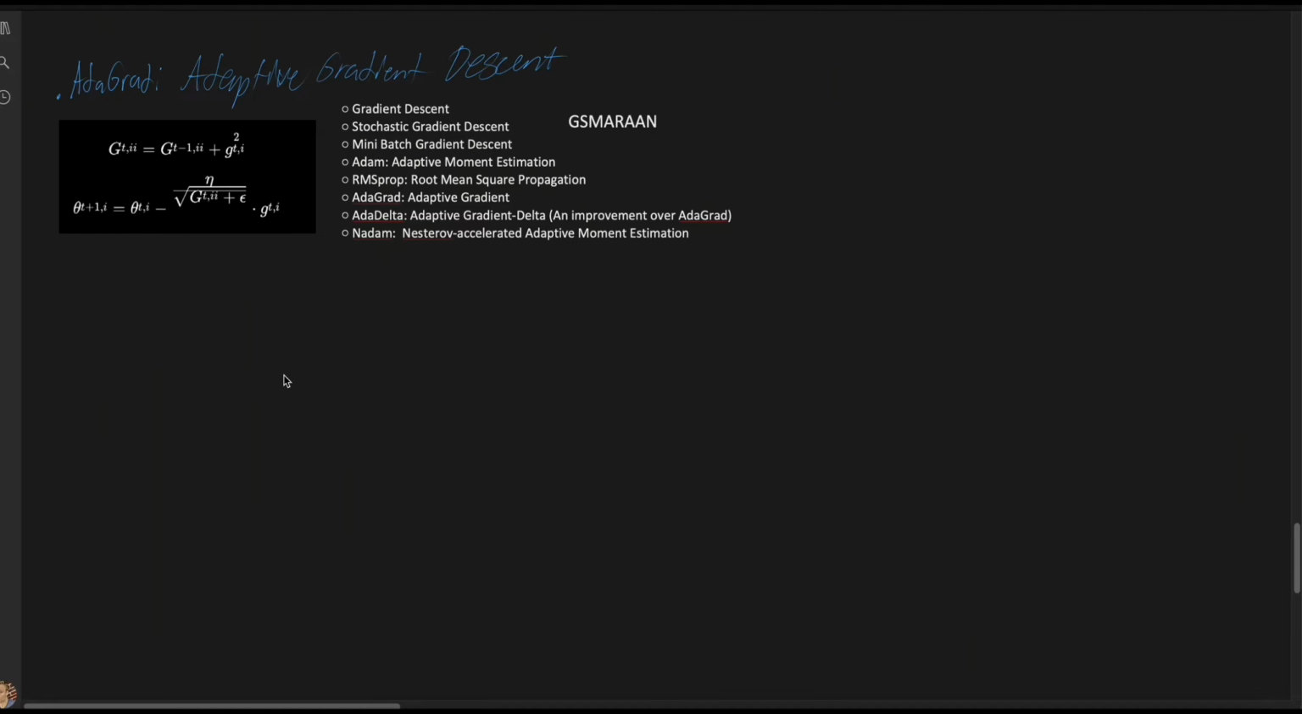Now to go over adaptive gradient descent, or the adaptive gradient algorithm, AdaGrad is an algorithm for gradient-based optimization that adapts the learning rate to the parameters, performing larger updates for infrequent and smaller updates for frequent parameters.